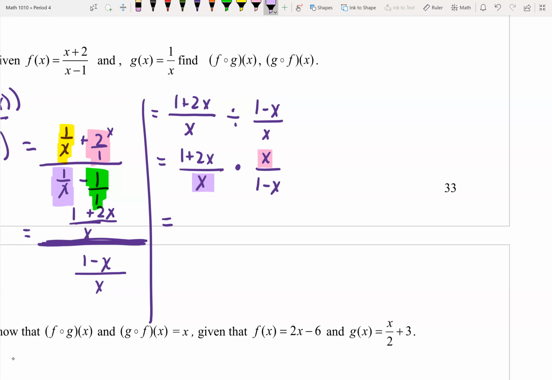So if I have an x on the top and an x on the bottom and I'm multiplying, I can cancel those. So that x will cancel with that x. So then on top, I have 1 plus 2x. On the bottom, I have 1 minus x. Okay? Can I cancel the x's? Tell me that. What do you think? I cannot. If I cancel the x's, it would be what, everybody?